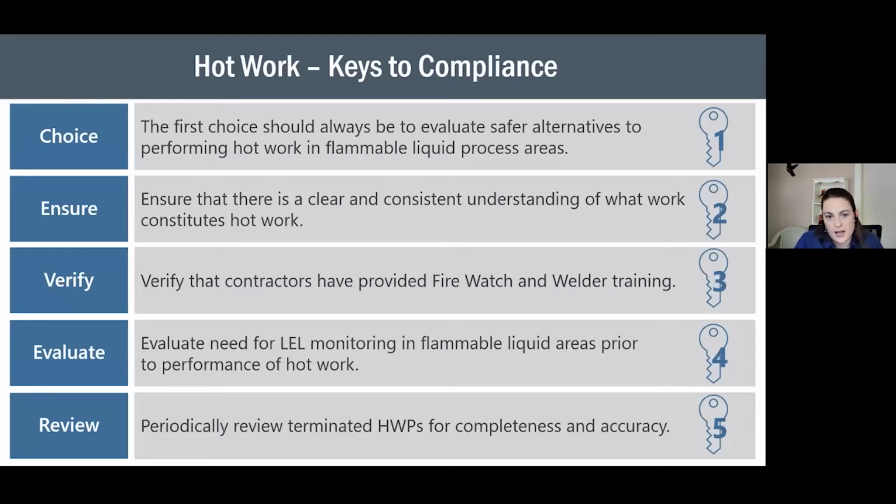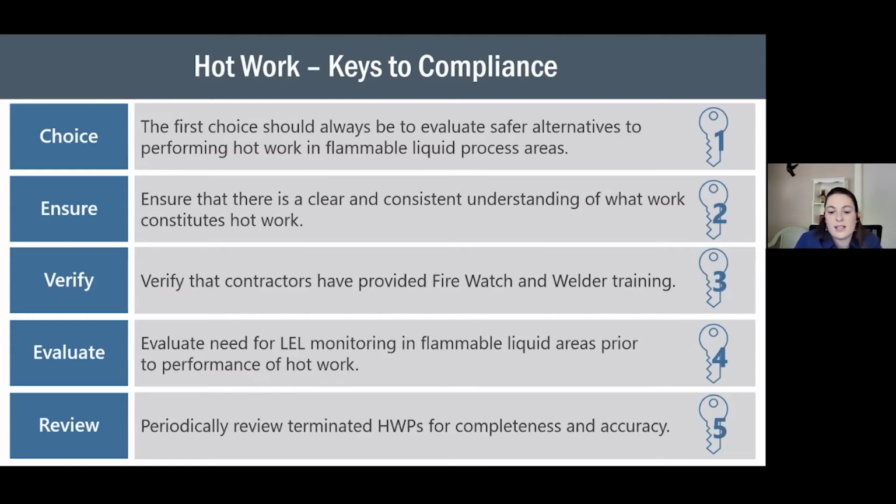With regard to complying with the hot work safety prevention measures, the first choice should always be to evaluate safer alternatives before proceeding. For example, if a pipe was being welded, could the pipe be removed from a hazardous environment to a safer environment while that work is being done? Sometimes it's an option, sometimes it's not, but you want to think that through before you decide to proceed with working on it in place.